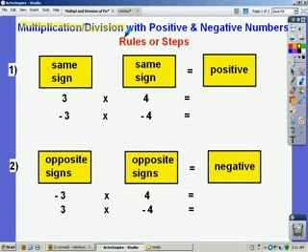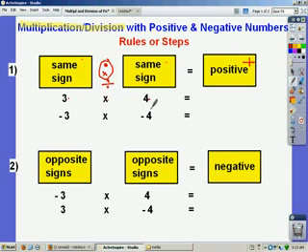Okay, this particular mini lesson is related to multiplication and division using positive and negative numbers. Let these yellow boxes represent numbers. So we have two numbers, and in this particular case, the rule number one.